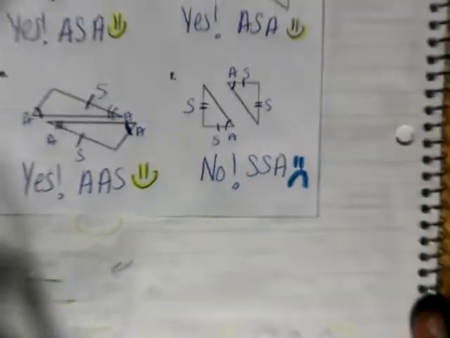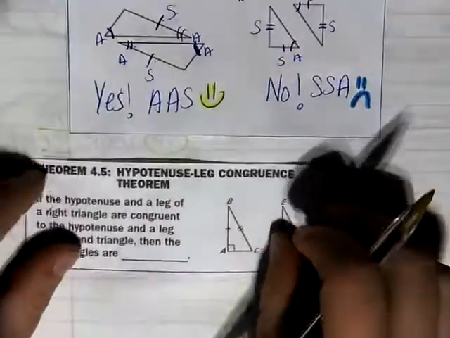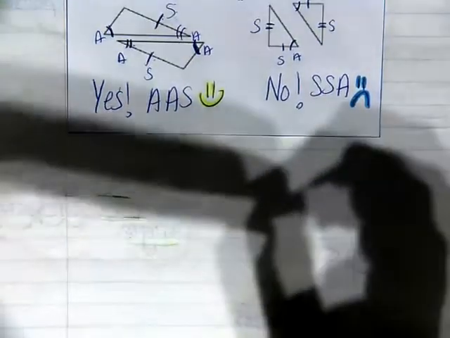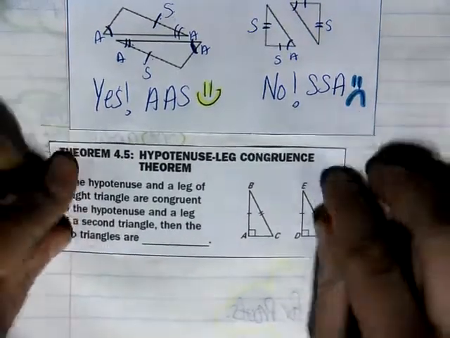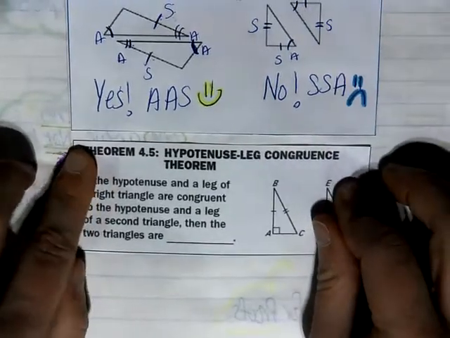We just have one more to talk about, and that is RHL. This is called hypotenuse leg congruence theorem. We call it RHL because the hypotenuse leg only works if you have a right triangle. So that is really important that that is given to you. So I'm going to put it about right. I might as well make it in the middle. There we go.